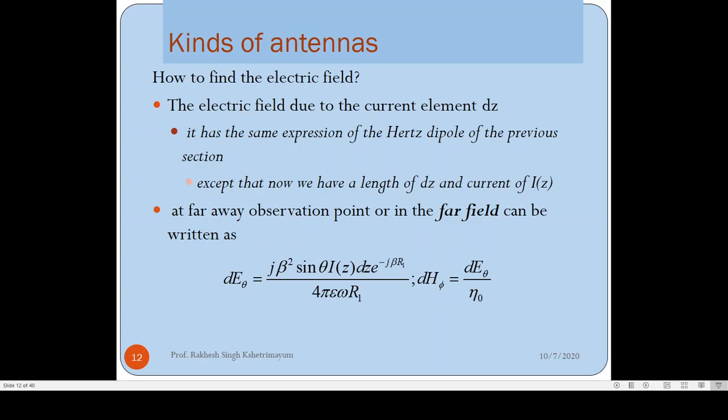So the question is, we have the current distribution, and how do we find the fields from the current distribution? You already know what the far field electric field and magnetic field are for a Hertz dipole. The electric field is like this. For the far field magnetic field, you can find it from the electric field by dividing by eta naught. The electric field will be along the theta direction and the magnetic field will be along the phi direction.